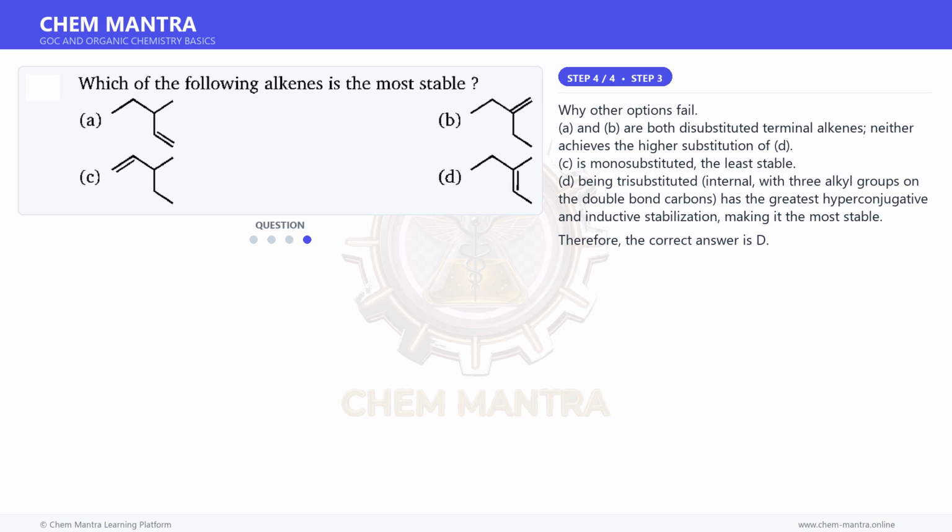And for the final step, why the other options fail. A and B are both disubstituted terminal alkenes; neither achieves the higher substitution of D. C is monosubstituted, the least stable. D, being trisubstituted and internal, with 3 alkyl groups on the double bond carbons, has the greatest hyperconjugative and inductive stabilization, making it the most stable.